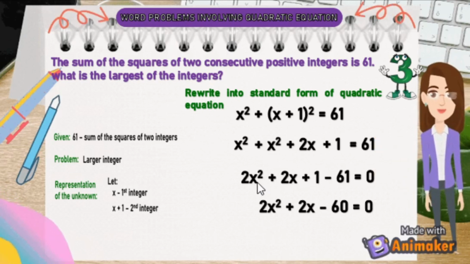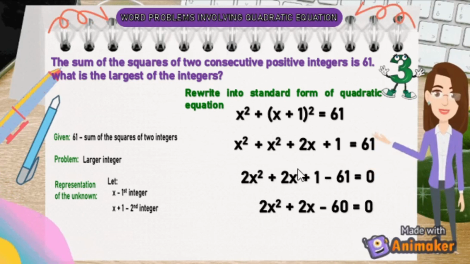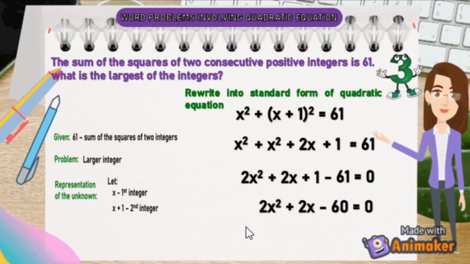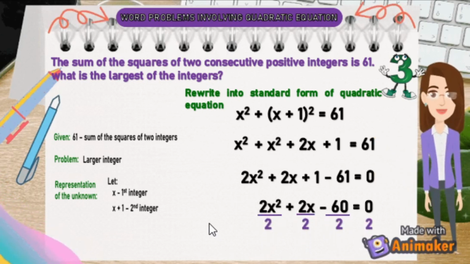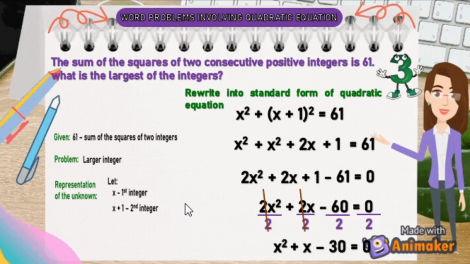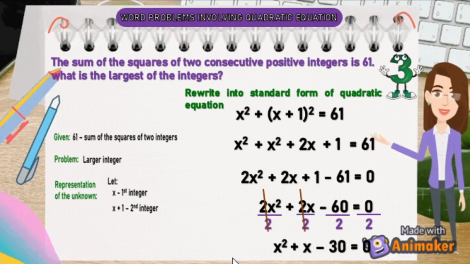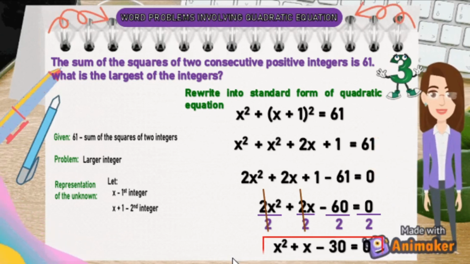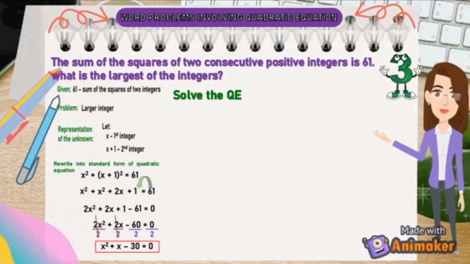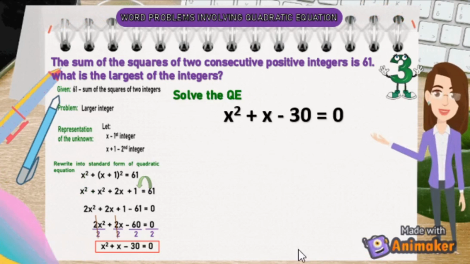If we further simplify 2x squared plus 2x minus 60 is equal to 0, we can see that the common factor is 2. So, we can divide them by 2. So, magkakaroon tayo ng x squared plus x minus 30 is equal to 0. So, therefore, our obtained equation is x squared plus x minus 30 is equal to 0.